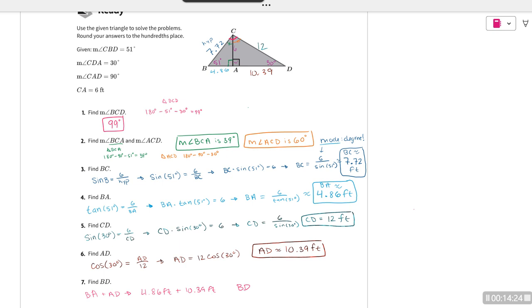So let's think for a second. Okay, we got 10 plus 4 is 14, but that 0.86 and 0.39, those add to 1.25. So BD then is 15.25 feet.